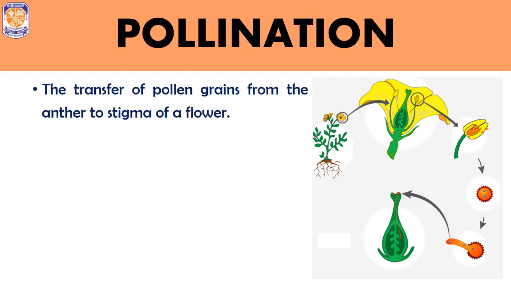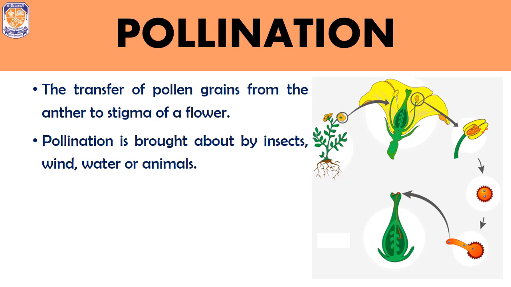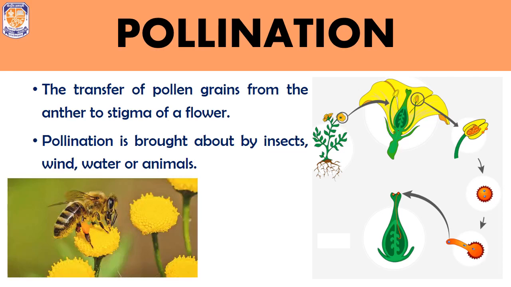Pollination. Pollination is the process of transfer of pollen grains from the anther to the stigma of a flower. So it is only the transfer of pollen grains. Pollination is brought about by insects, wind, water or animals, and all these things that help in bringing about pollination are known as the agents of pollination.